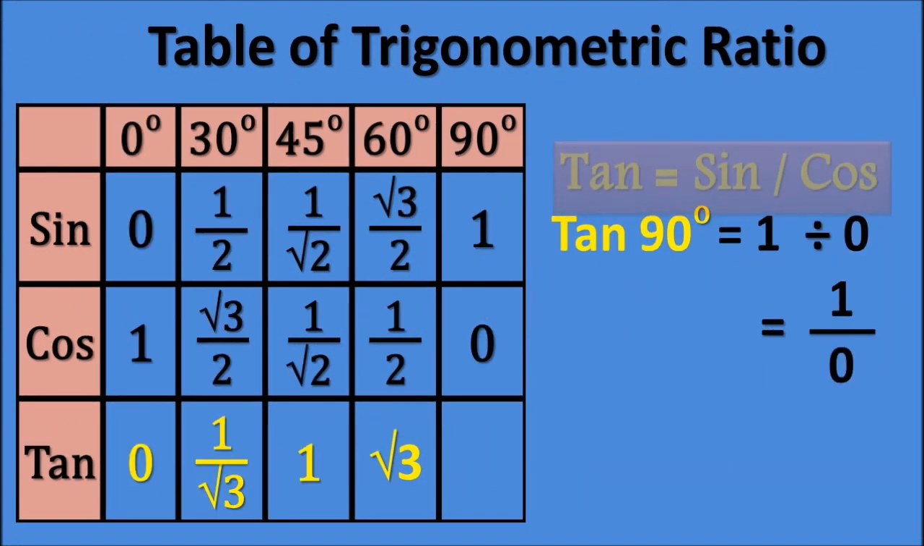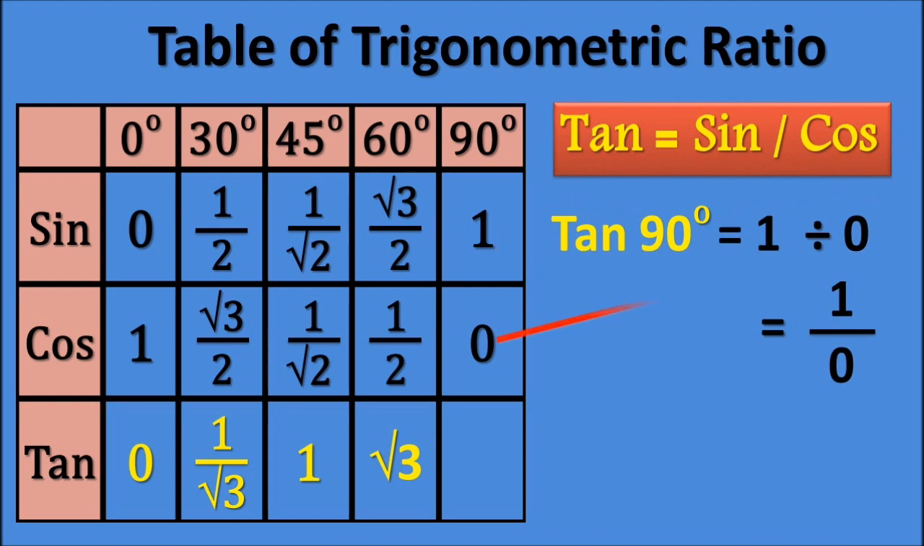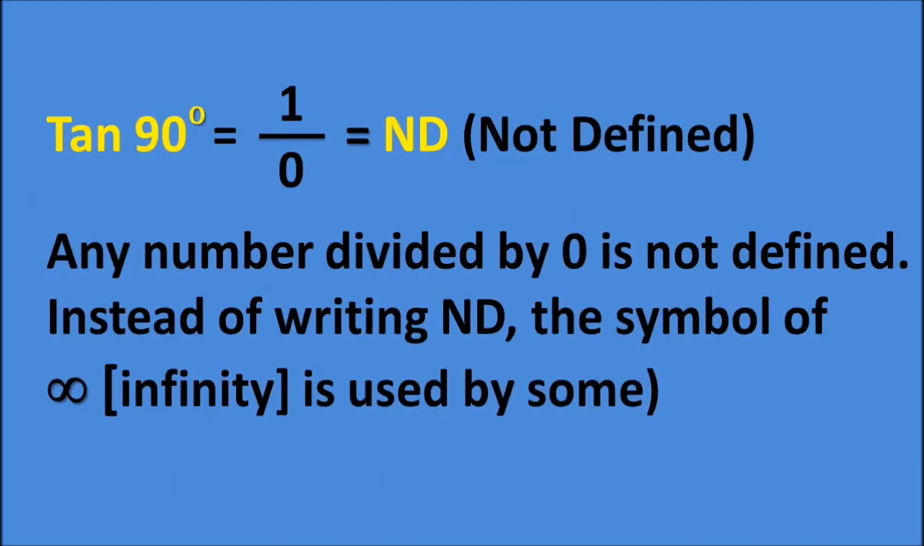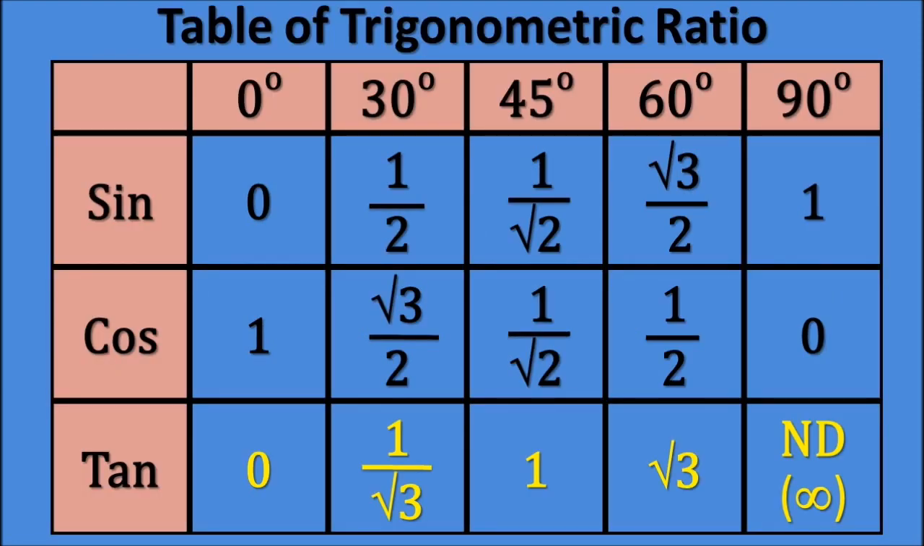And next we have tan 90 degree is equal to 1 by 0. Always remember that any number divided by 0 is not defined. So tan 90 degree is equal to ND or not defined. Instead of writing ND, the symbol of infinity is also used by some.